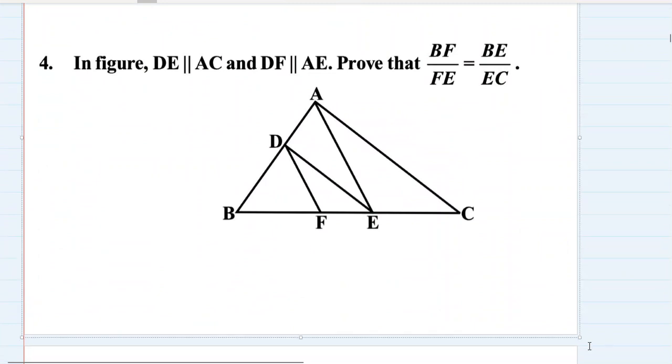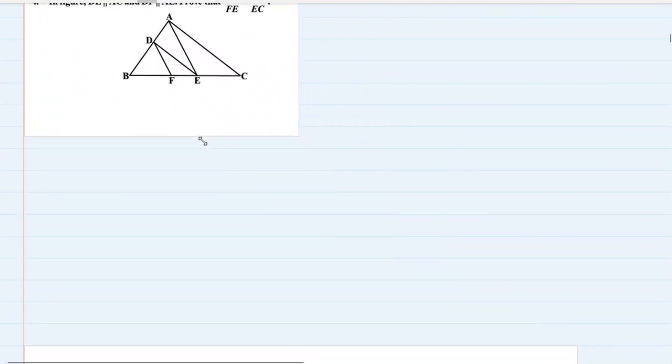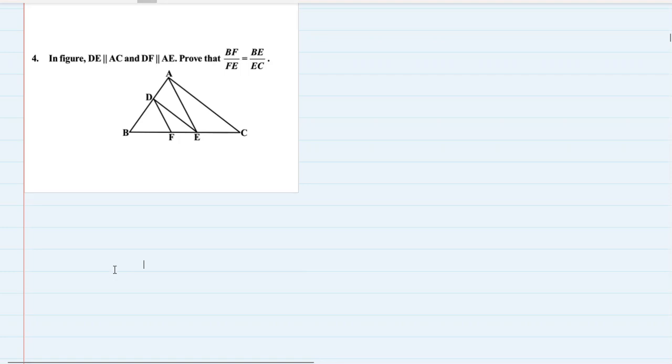Very nice question we have. So this question is about visualization. What is given? Given is DE is parallel to AC. DE is parallel to AC. Do we see DE and AC? Yes.